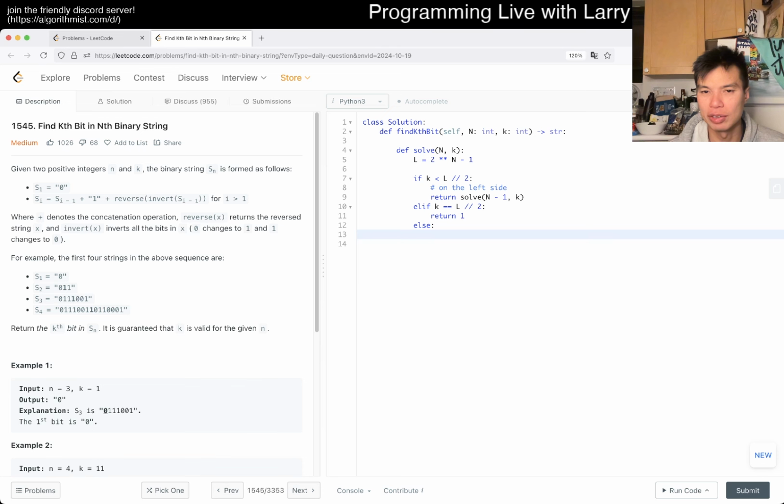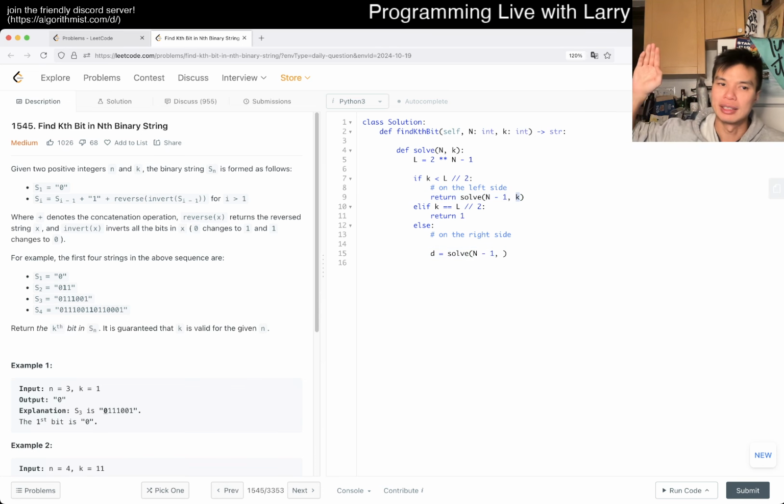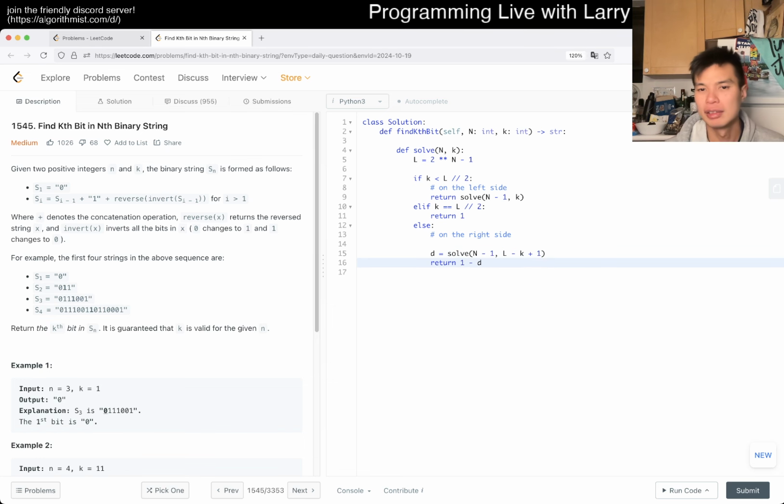Else, then it's on the right side. And basically you get, I don't know, D is equal to self n minus 1. But it's no longer K, right? Because we're trying to get the offset from the n instead. So you have to flip it, which is going to be L minus K plus 1, I want to say, right? Because if K is the last one, if it's 14, then it is going to be 0. Yeah, I think this is right. And then we return 1 minus D. The 1 minus D just inverted.